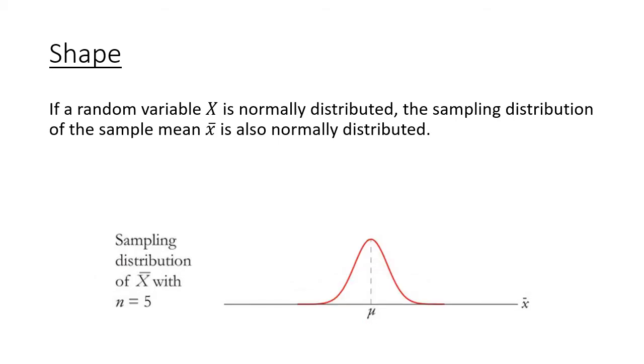However, if all of a sudden I'm doing my sampling and I'm doing 5 samples at a time, my standard deviation is going to get smaller, which means it's going to get much more compact.